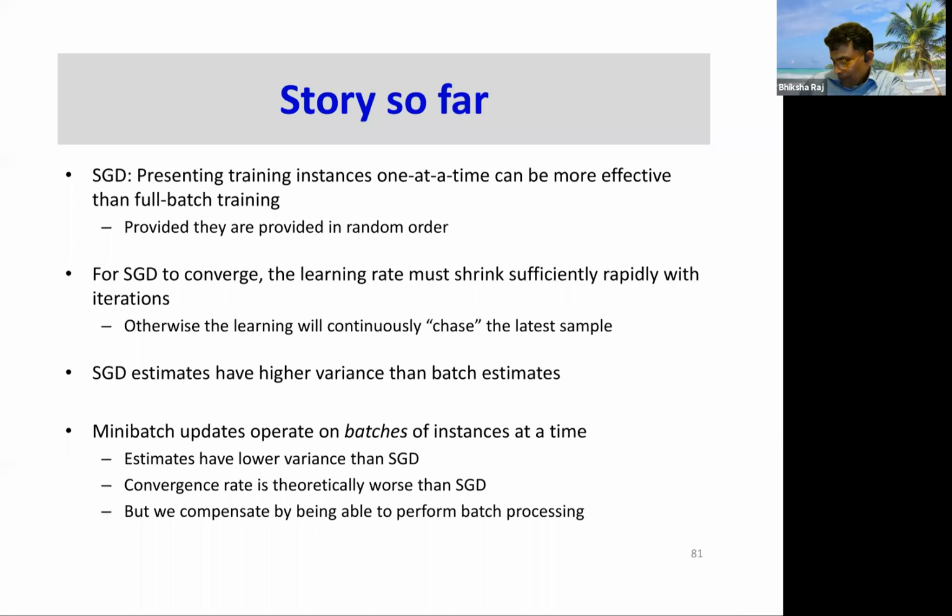So here's the story so far. SGD presents training instances one at a time, and is more effective than full batch training, provided they are presented in random order. For SGD to converge, the learning rate must shrink sufficiently rapidly with iterations. Otherwise, the learning will continuously chase the latest sample. SGD estimates have higher variance than batch estimates, and mini batch updates operate on batches of instances at a time. The estimates have lower variance than SGD. Convergence rate is theoretically worse than SGD, but in practice, it's much better. And we compensate by being able to use parallel processing over the batches.